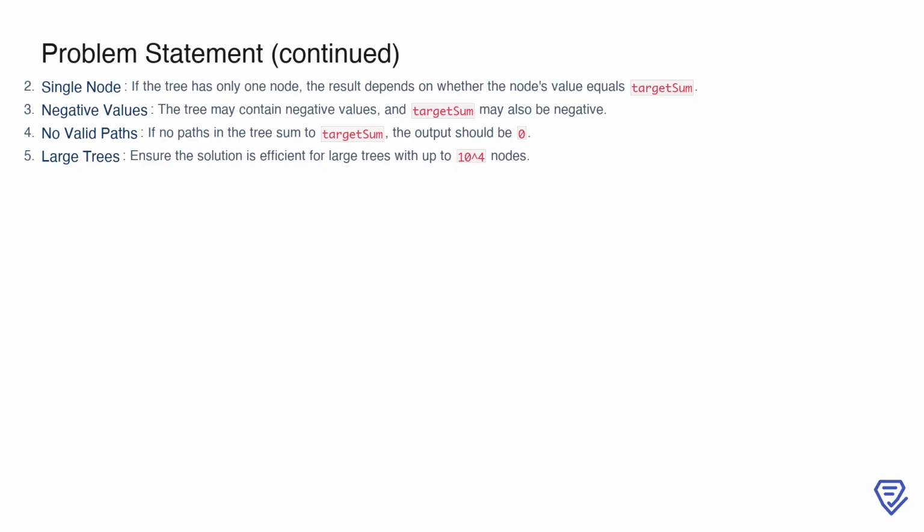Additionally, special edge cases include empty trees, where the output should be 0, and trees with a single node, where the result depends on whether the node's value matches the target sum. If no paths in the tree match the target sum, the output should also be 0. Keeping these scenarios in mind is crucial when designing an effective solution.